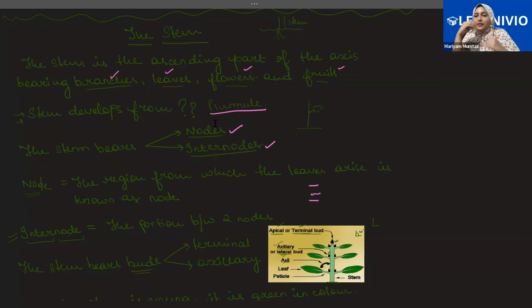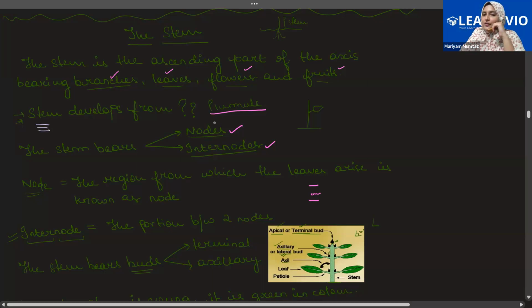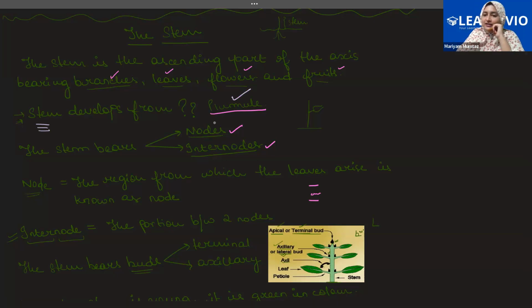We know that the part above the level of the soil or above the level of the ground becomes the stem or the shoot system of the plant. Now, the stem is the ascending part of the axis that bears branches, leaves, flowers, and fruits, right? Branches are present on the stem, leaves are present on the stem, flowers and fruits are also borne on the stem itself. Now, where does the stem develop from? It develops from the plumule, right? As I told you, always remember R for root, R for radicle, right? So, what is left is what the stem arises from. So the stem develops from plumule.